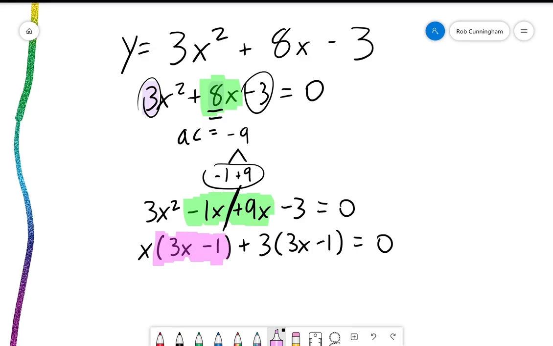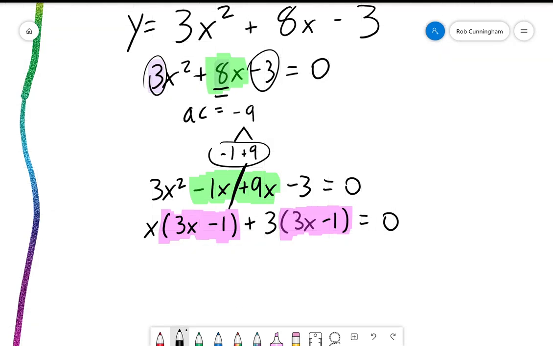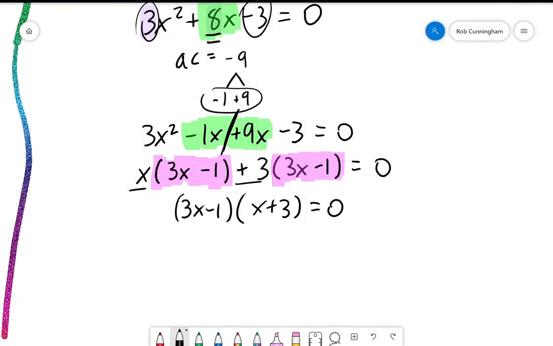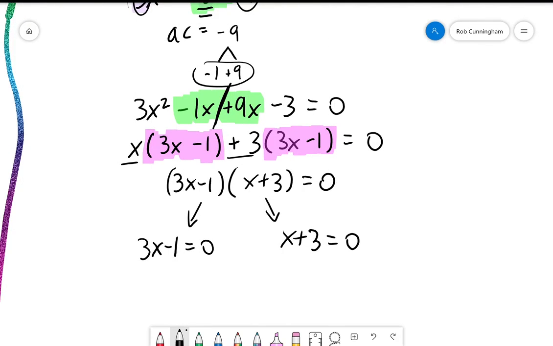As you can see, we have these matching terms, which is what we need. We're going to factor the 3x minus 1 out, so we get 3x minus 1 times what's left over, x plus 3. We are now in factored form, and we are almost home free. Take each piece. 3x minus 1 equals 0. x plus 3 equals 0. Again, because if either one of those factors equals 0, then the whole product equals 0.